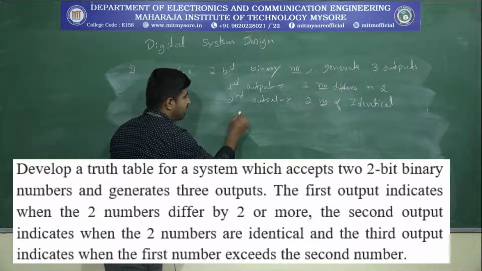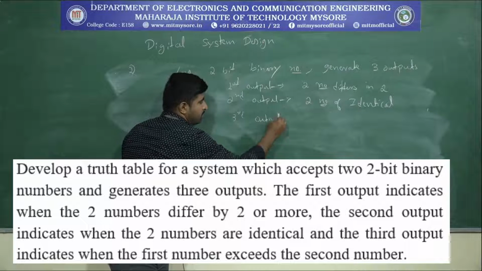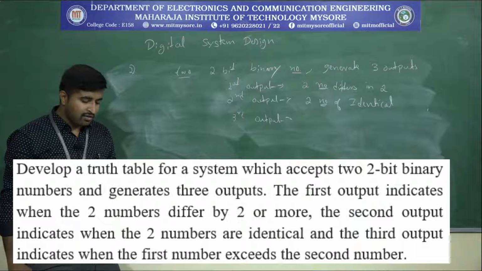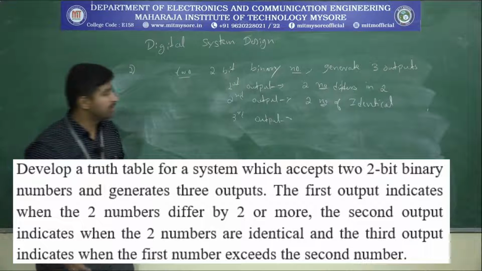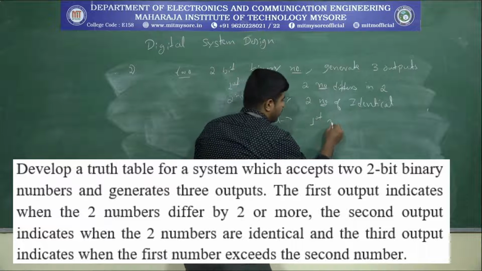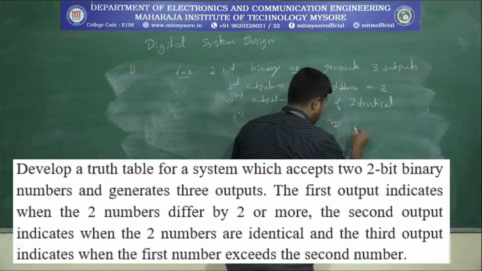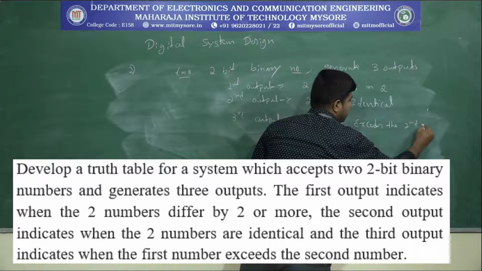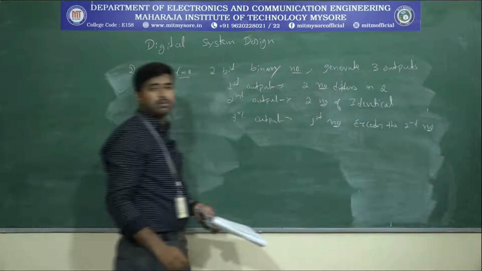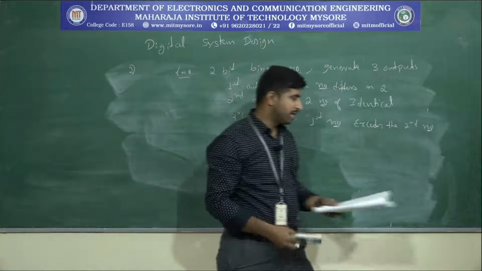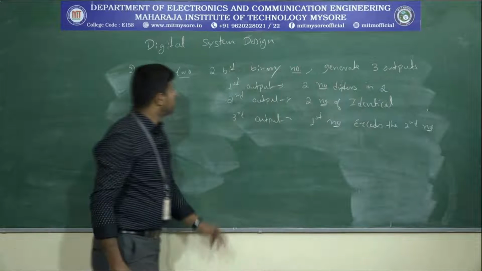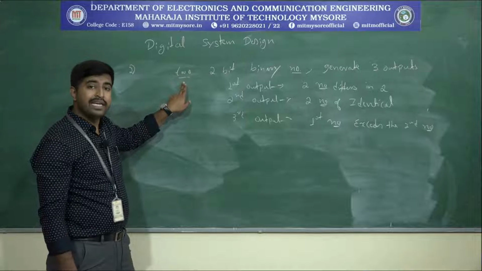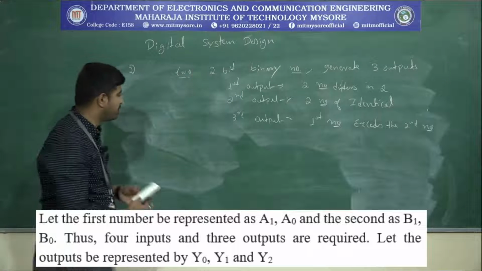Let's move to the third output. What is the condition for the third output? The third output indicates when the first number exceeds the second number. So this is the problem statement. By seeing the problem statement, we get to know that there are actually 2 inputs, but each is 2-bit. That is the one thing we need to understand.